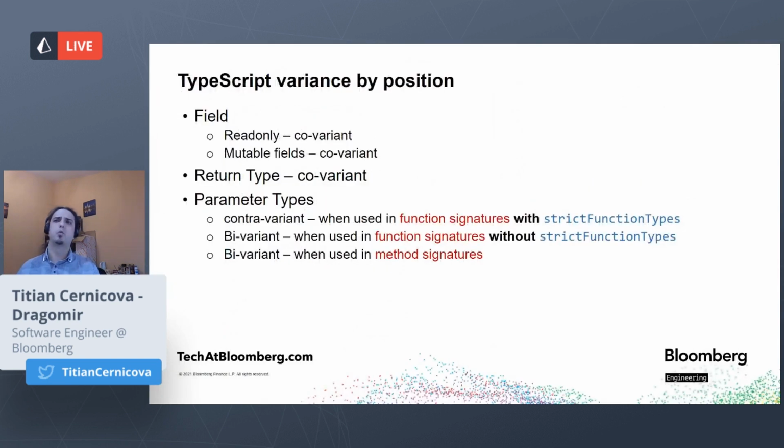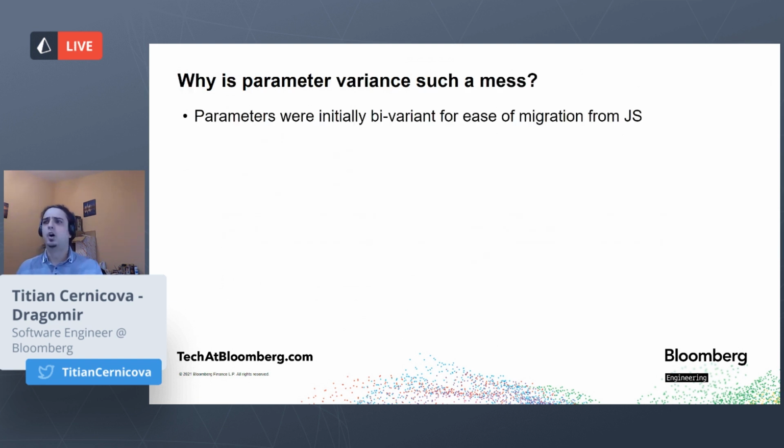So why is parameter variance such a mess, right? So we see that it's both unsafe and there's all sorts of weird options that you have to fiddle, and there's 3 cases. Well, initially, all parameters were bivariant. This was done, from what I've been able to piece together, because it's easier to migrate from JavaScript if this is true, right? Starting out with TypeScript, a lot of JavaScript developers didn't have to worry about assignability that much, so this was a good compromise at the beginning.